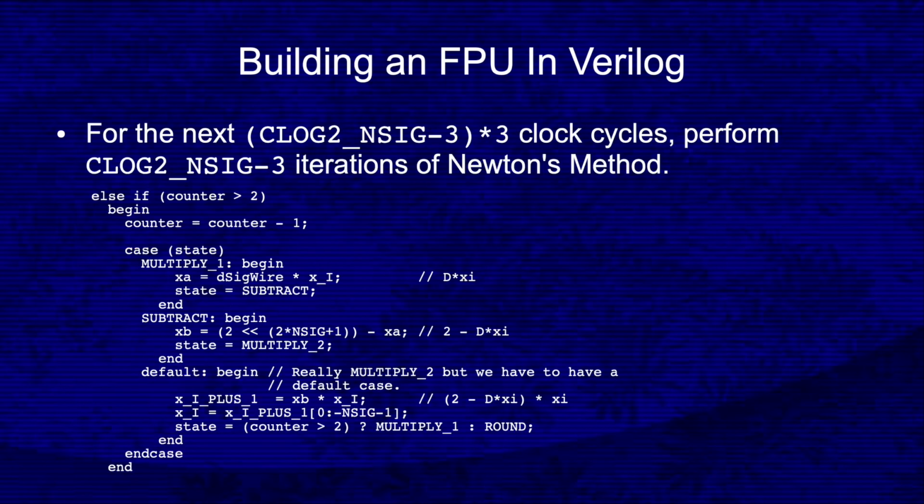For the next clog2 nsig minus 3 times 3 clock cycles, the module performs clog2 nsig minus 3 iterations of Newton's method.